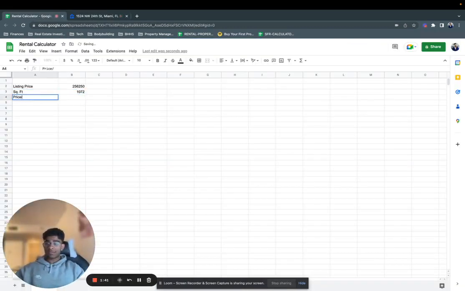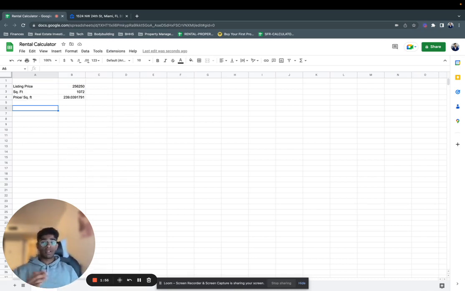and the price per square feet. Price per square feet is an important thing to calculate. It's just the listing price divided by square feet. And the reason why we calculate that is it gives us a good comparison point of how this is valued relative to other properties in the area. Because usually similar properties in the same area are valued at the same price per square feet or very similar.